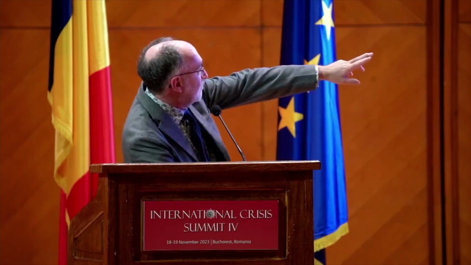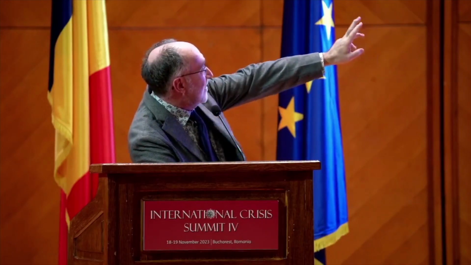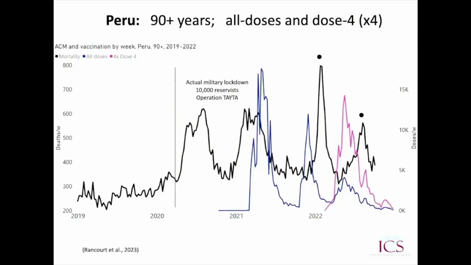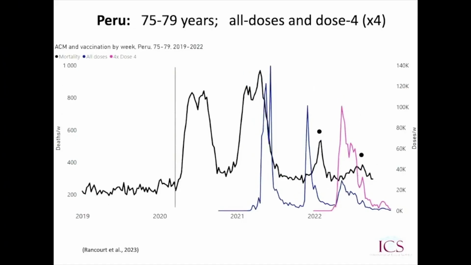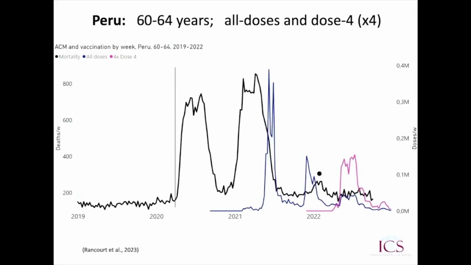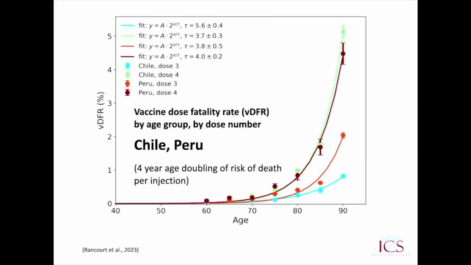So we looked at Peru. You can see the massive peak there in Peru due to the military coming in. Here, this is the 90 plus age group. You can see the doses being rolled out. The one in color is the 4th dose, the peaks that are associated with it. And then we follow it as a function of age all the way down. We've got a lot of good data. And then we do a graph of what happened in Peru.